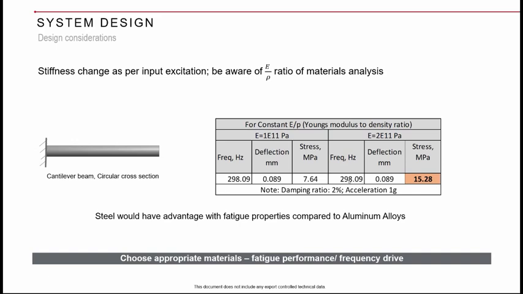So the frequencies will remain the same, and for the stiffer one, you see that the deflections are also going to be the same, because the frequencies and input excitations are the same. But as the stiffer one is undergoing the same deflection, you are seeing higher stresses. So we should be careful about just talking about changing the material from aluminum to steel helping you completely, because the stresses are also equally increasing. We should be mindful of that.